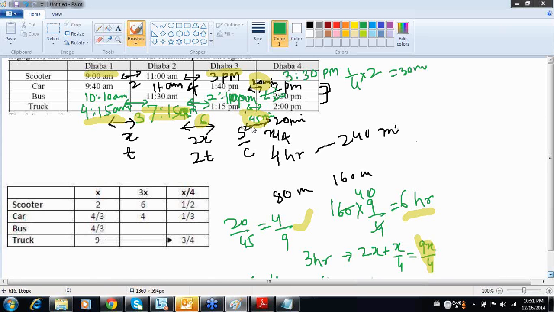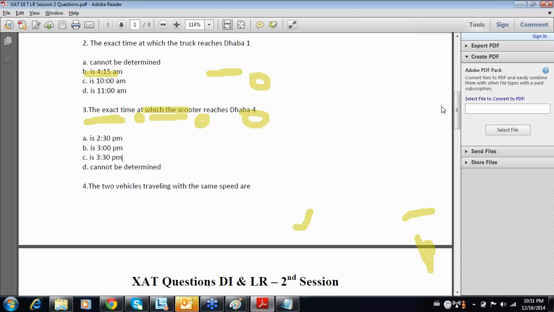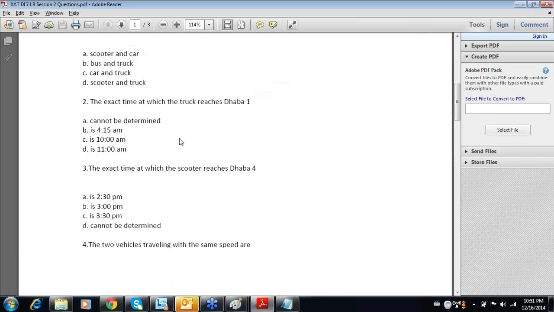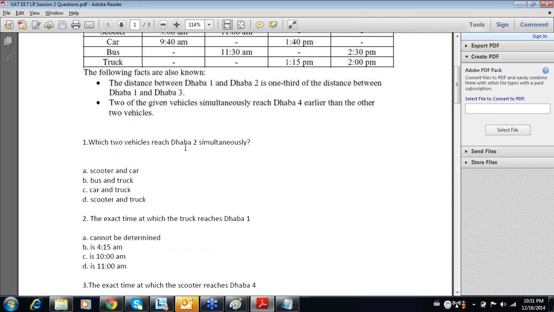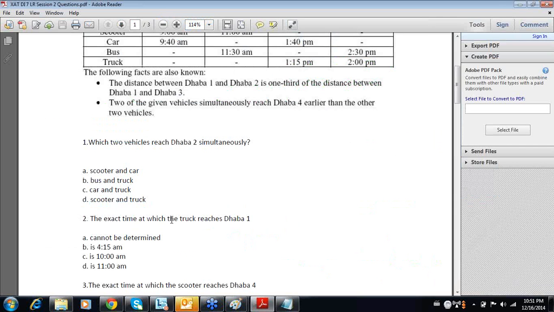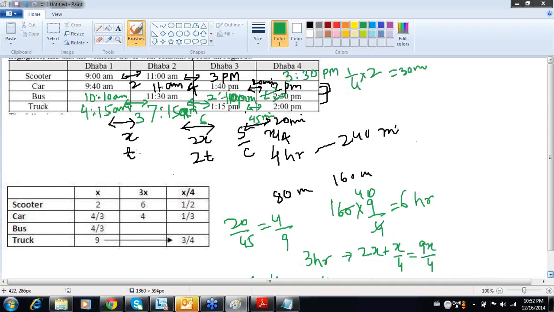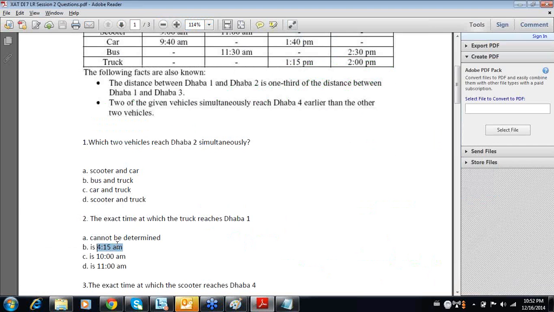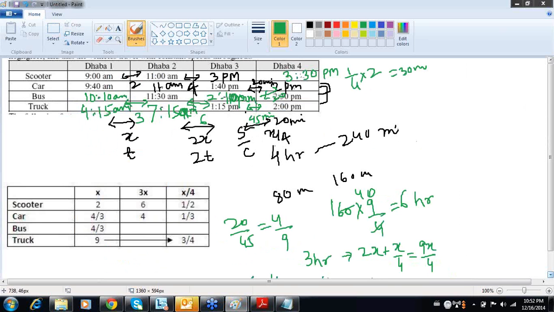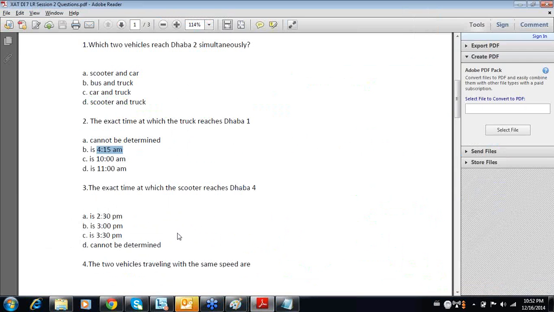So we got all these, so we can answer the questions now. Question 1. Which two vehicles reach the Dhaba 2 simultaneously? We know it is our car and truck. Exact time at which truck reaches Dhaba 1. Truck reaches Dhaba 1 at 4:15 a.m. The exact time at which scooter reaches Dhaba 4. Scooter reaches Dhaba 4 at 3:30 p.m. So we can use that.